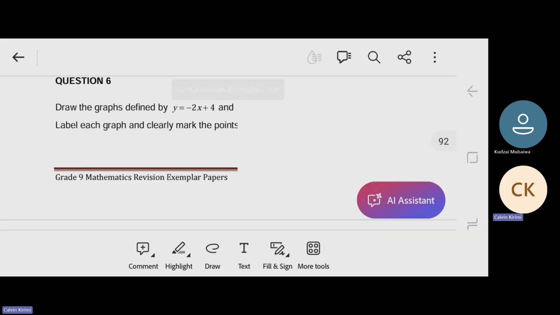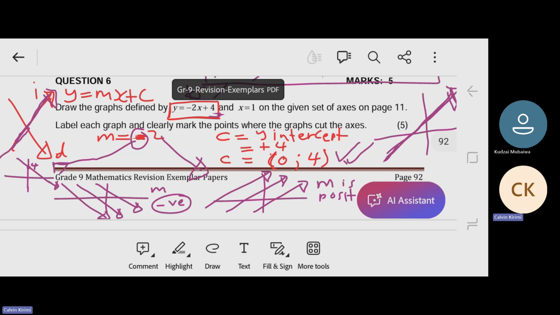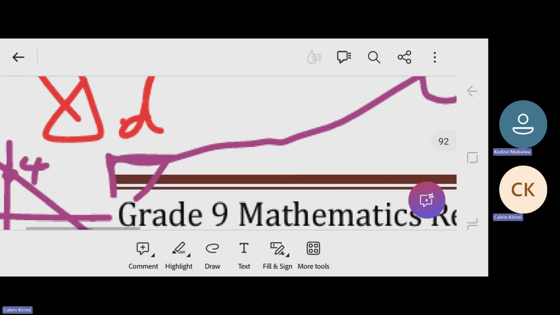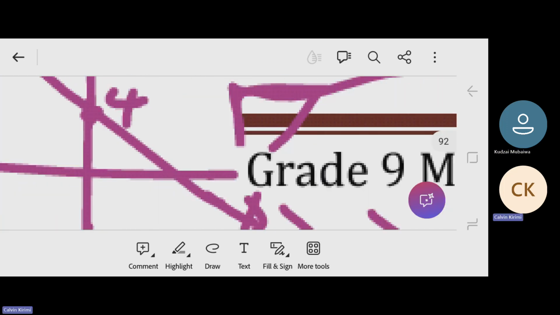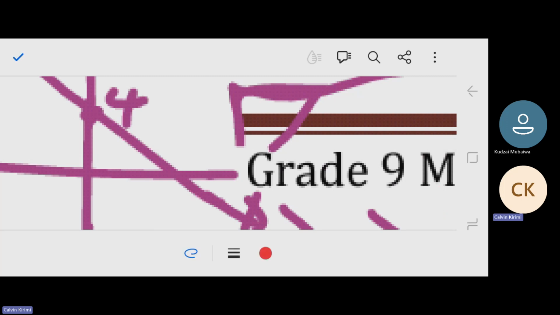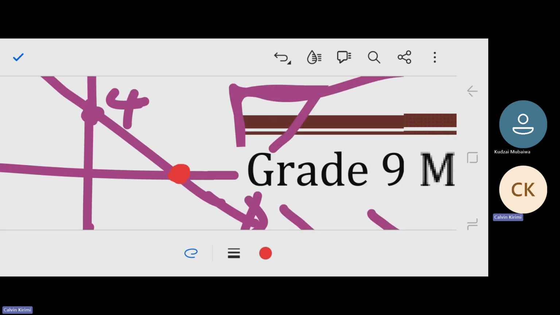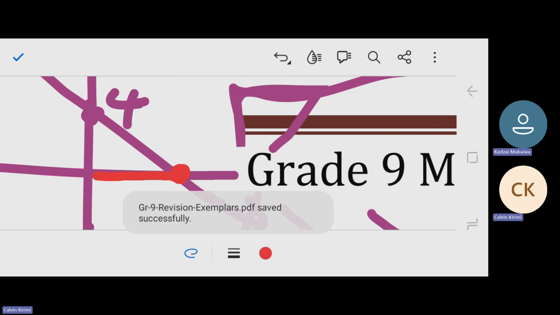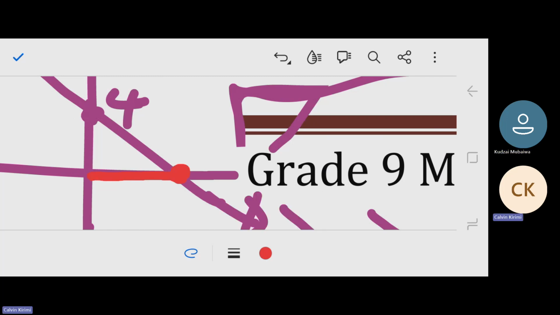Are you there? Yes, sir. I'm talking about you don't know this point. But what you know is your gradient. So increase in y over increase in x. This is your increase in x. You are following the slope of that line. This is your increase in y, which is what? 4.